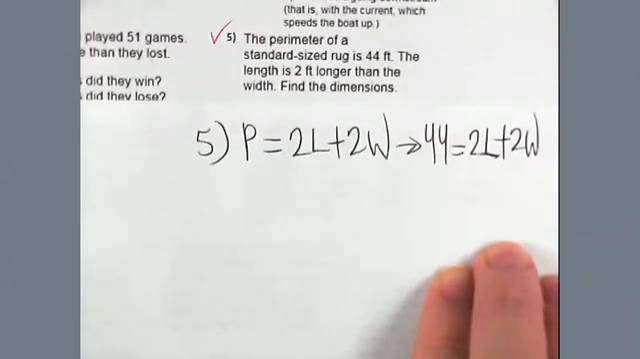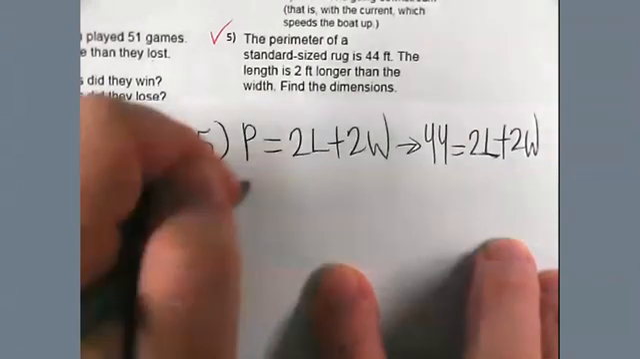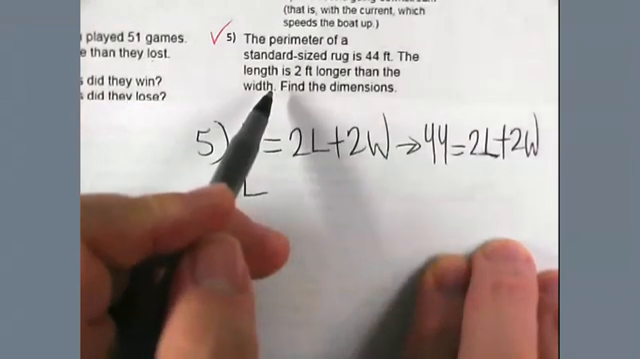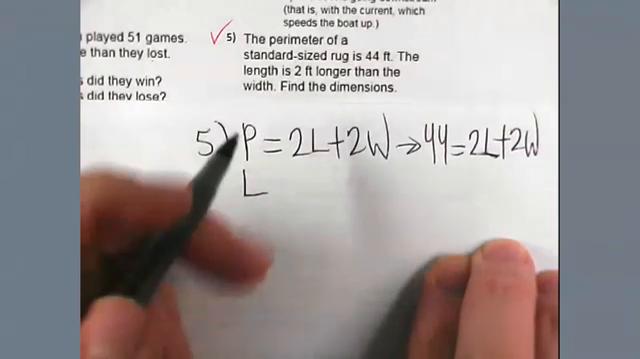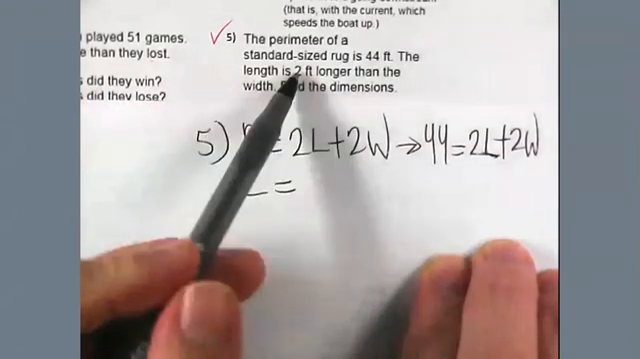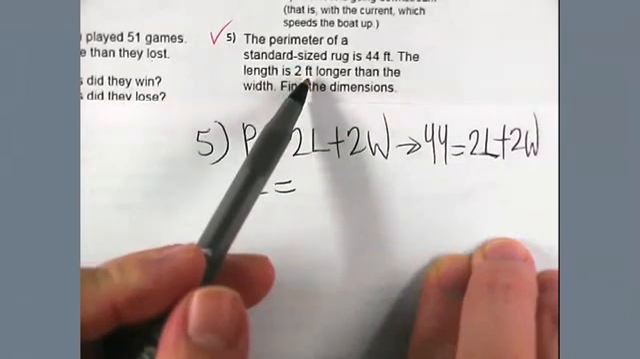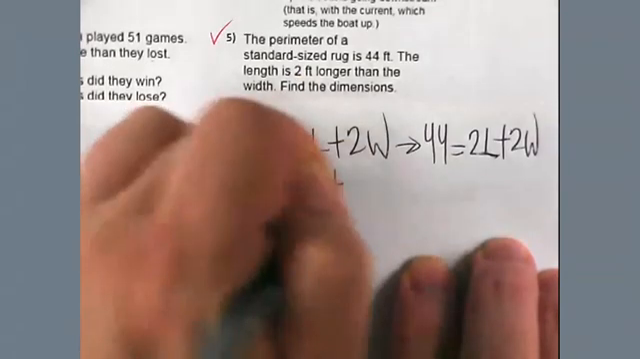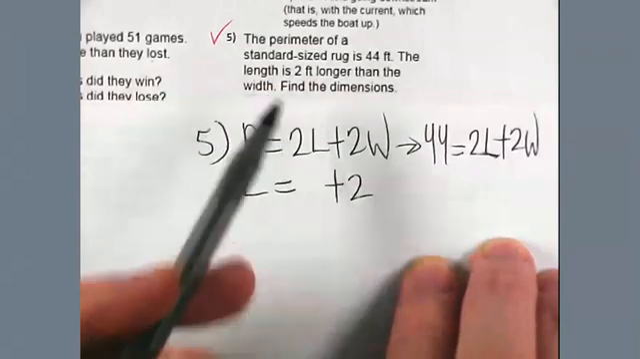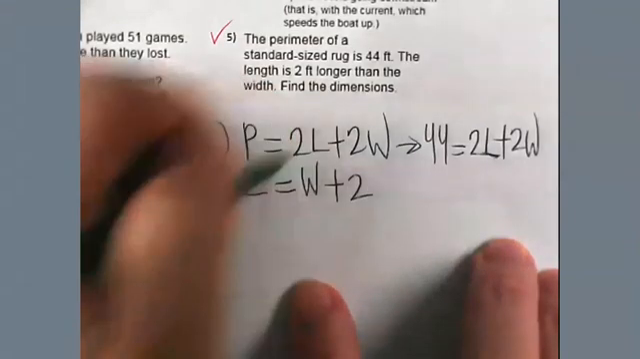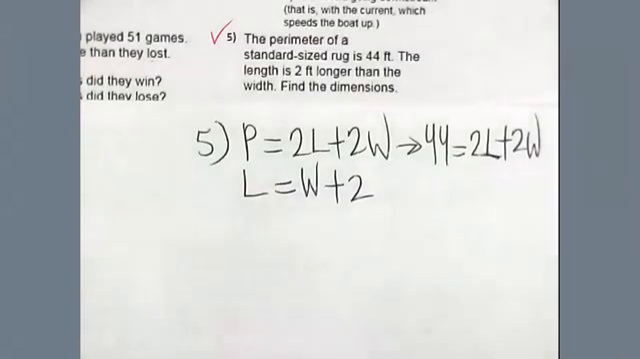Now we need to get the second equation in our system. It says the length, or L, is, which is our equal sign, 2 feet longer, which means plus 2, than the width, or W. I think with this system, I'm going to go by your recommendation of Warner Robins and use substitution again.